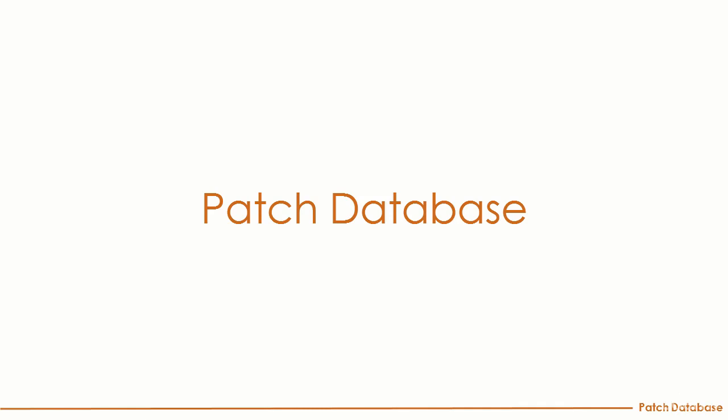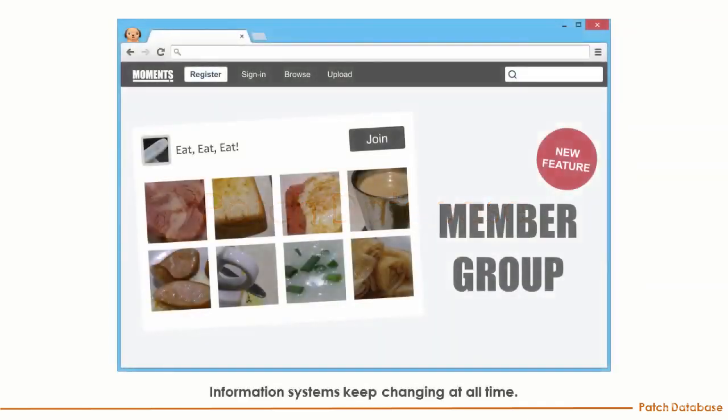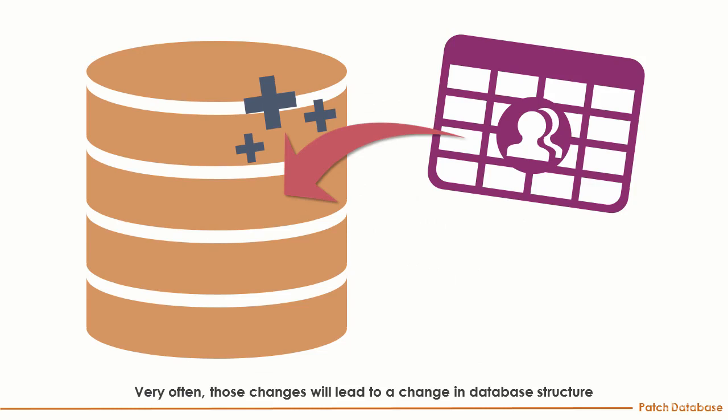Patch database. In this lecture, I will talk about how to patch the database structure using Visual Paradigm. Let's take a scenario. You have an online photo album and you keep releasing new features from version to version. The information you keep in the system will change all the time. And when you want to change the information, it is unavoidable to change the database structure. You may need a new column, even a new table.